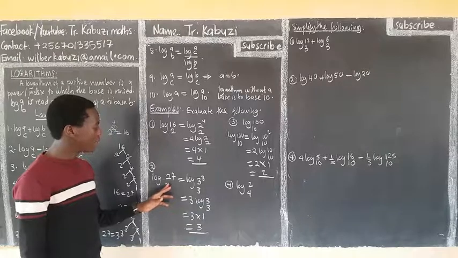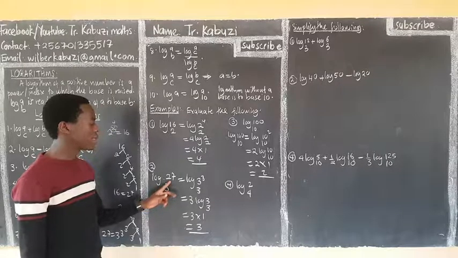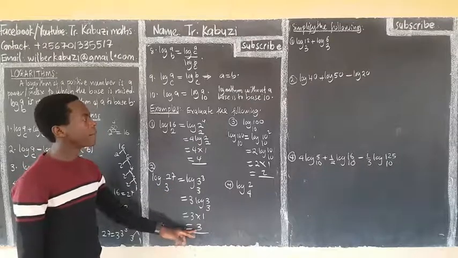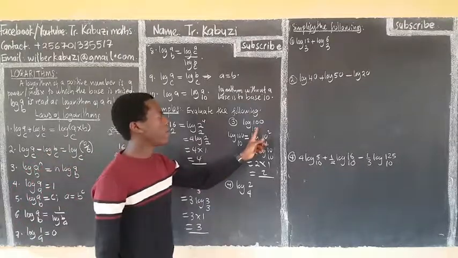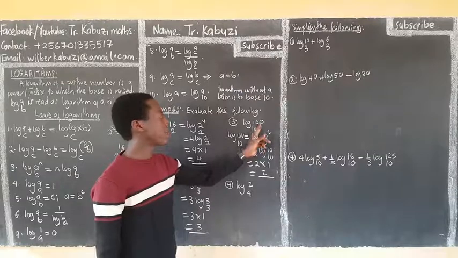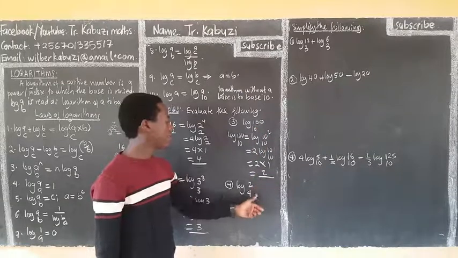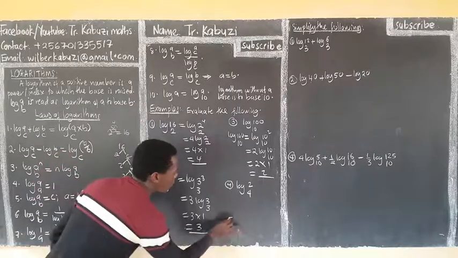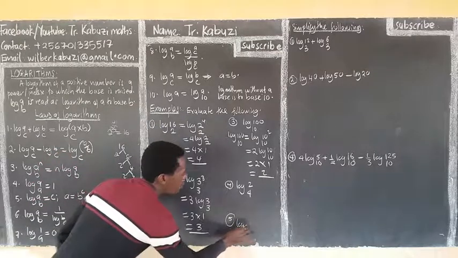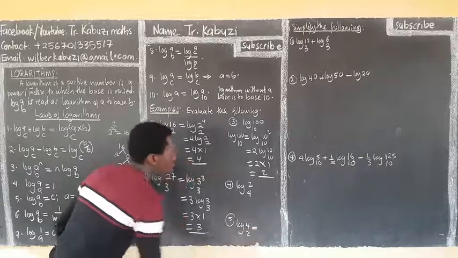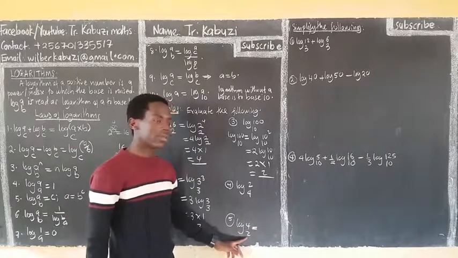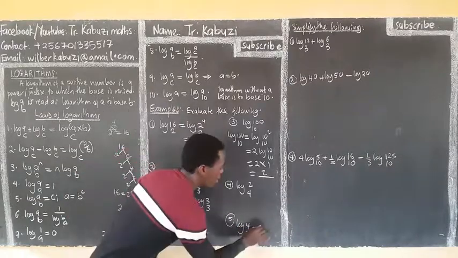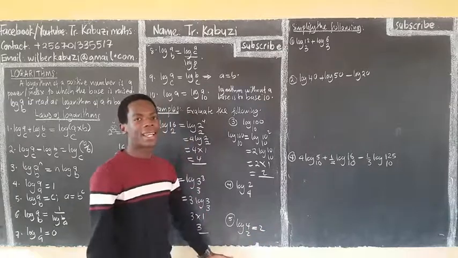Which number should we raise to 3 to get 27? That number is 3. Which number should we raise to 10 to get 100? That number is 2. Now answer for me this in one step: log 4, base 2. Which number should I raise to 2 to get 4? The answer will be 2. And you are done with that.